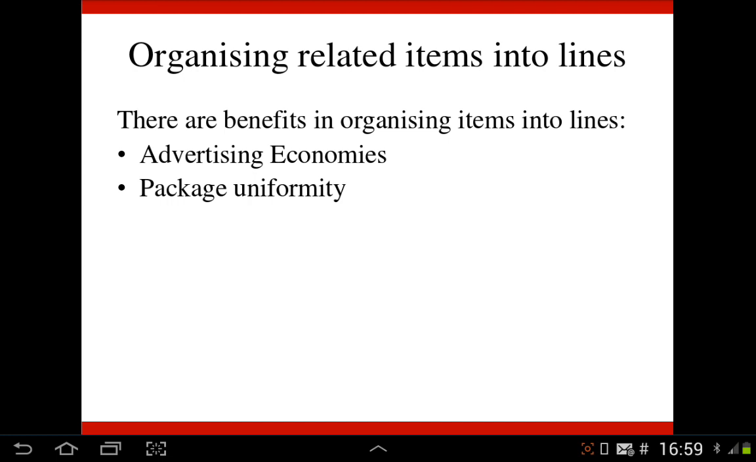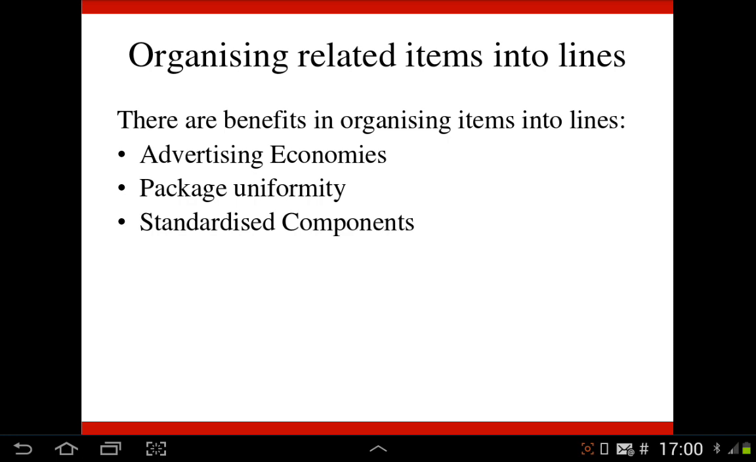Package uniformity. So Head & Shoulders has one type of bottle. Well, okay, they have more than one. They have a bigger bottle and a smaller bottle. So they have two bottles, and they use the same bottle for all their products. They don't use different bottles for each product. The only thing that they change is the label. That makes it much cheaper and much easier for customers to recognize the Head & Shoulders brand and the Head & Shoulders packaging.